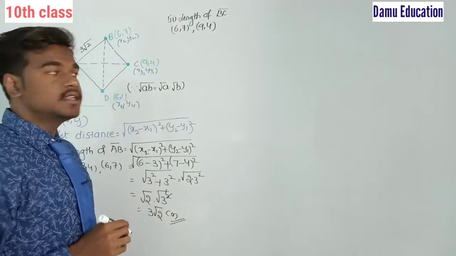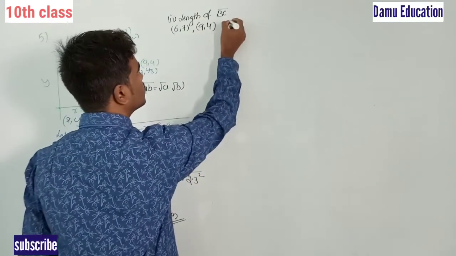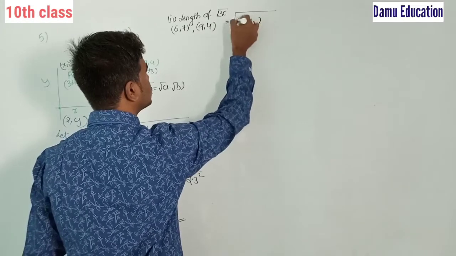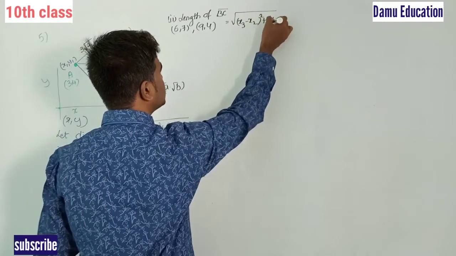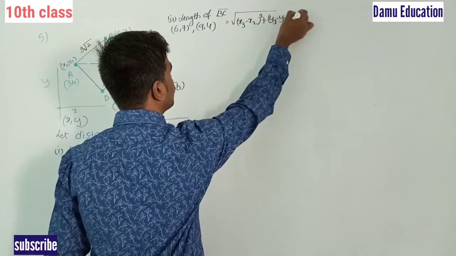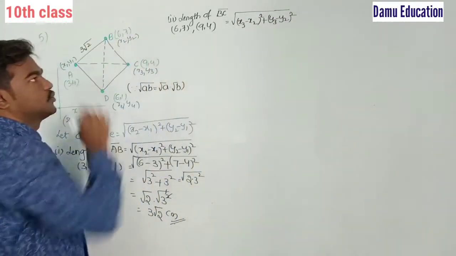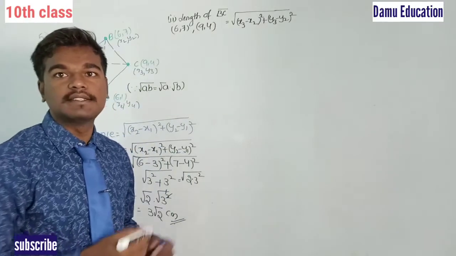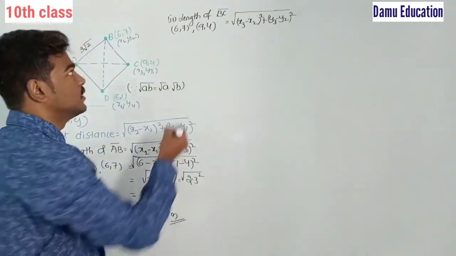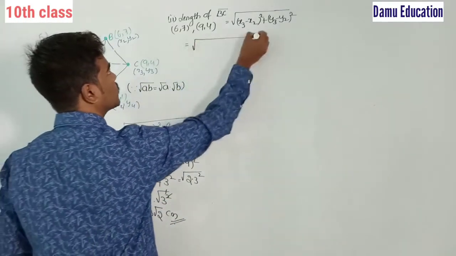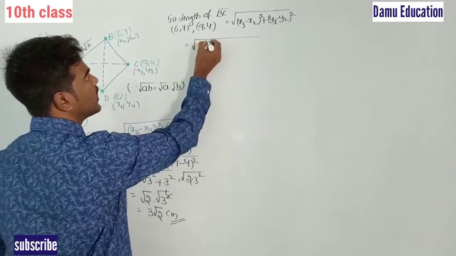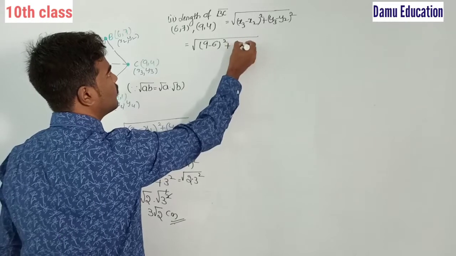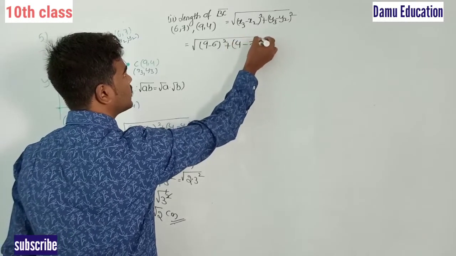So let's write the formula for this. The square root of (x3 minus x2) whole square plus (y3 minus y2) whole square. Based on that, bigger minus smaller whole square, like that for each coordinate. So let's substitute. The square root of x3 is 9 minus 6 whole square plus y3, which is 4, minus 7 whole square.